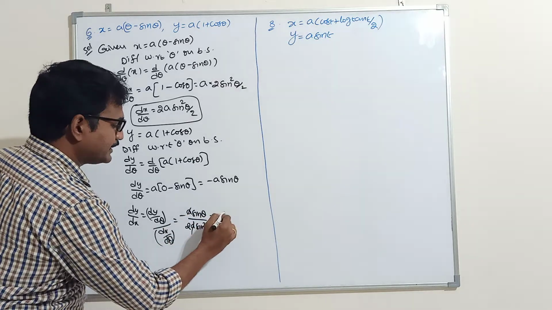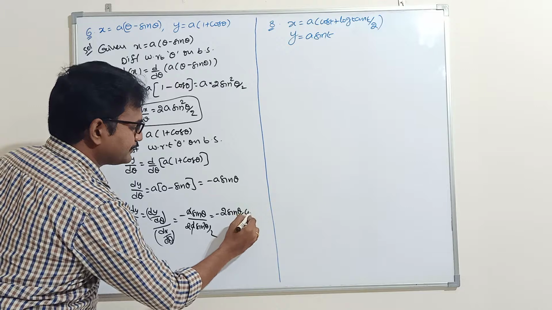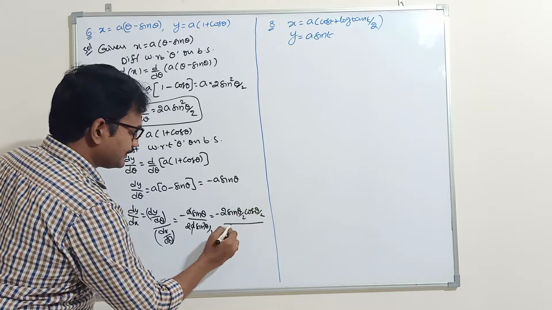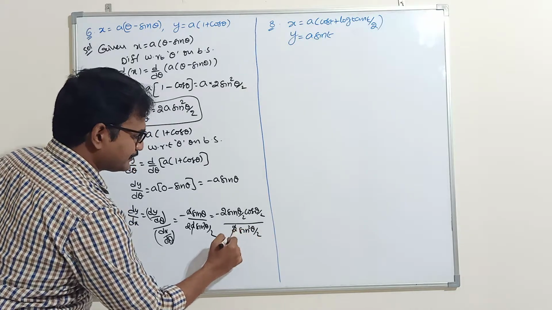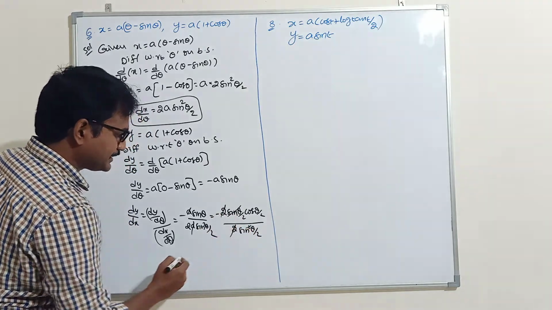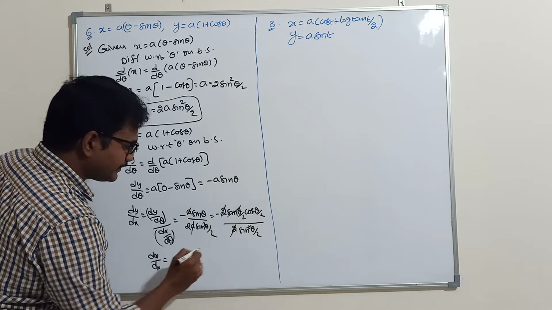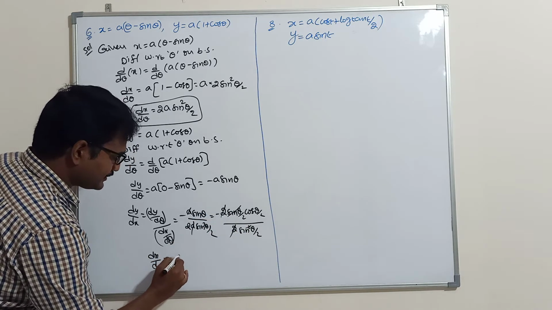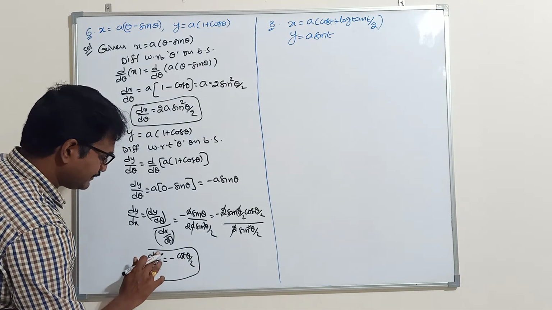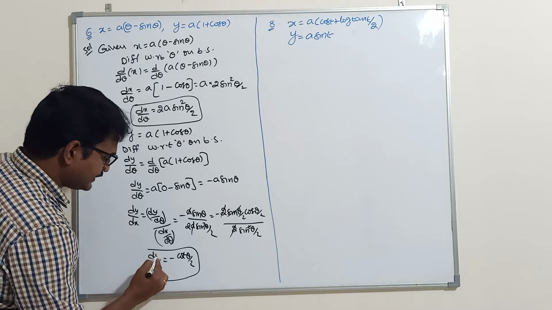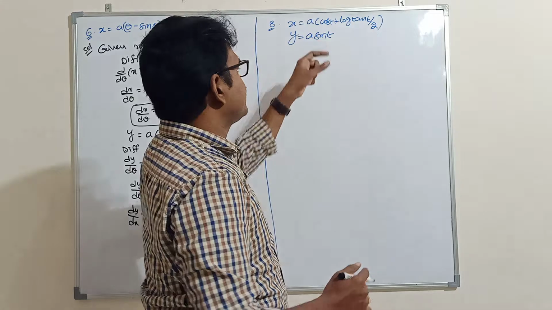A gets cancelled. Minus sin theta. By the half angle formula, 1 minus cos theta is 2 sin square theta by 2, and sin theta is 2 sin theta by 2 into cos theta by 2. The 2 gets cancelled, and sin theta by 2 gets cancelled. Therefore dy by dx is equal to minus cos theta by sin theta by 2, which means minus cot theta by 2. This is the value of dy by dx.